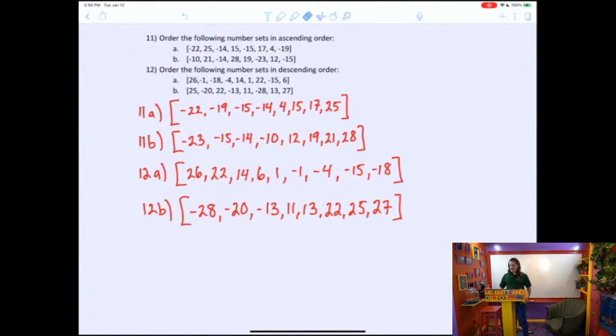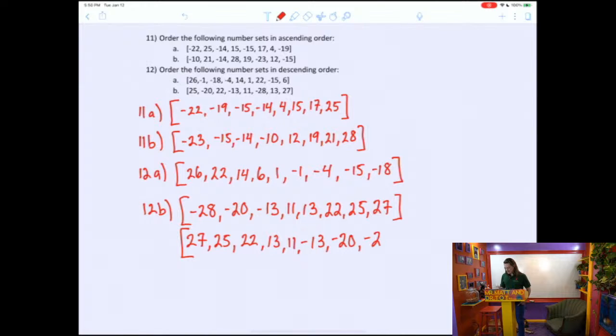For 12, 12a, going in descending order, that's greatest to least. Oh, I'm so sorry, I messed up 12b because I did it in the wrong order. But 12a, going greatest to least, we're going to have 26, 22, 14, 6, 1, negative 1, negative 4, negative 15, and negative 18. And therefore, let me correct 12b. 12b should be 27, not 17, 27, 25, 22, 13, 11, negative 13, negative 20, negative 28. My apologies. We need to be going in descending order, not ascending order. So let me just replace that there.